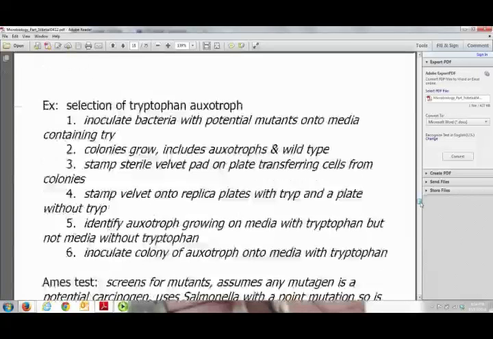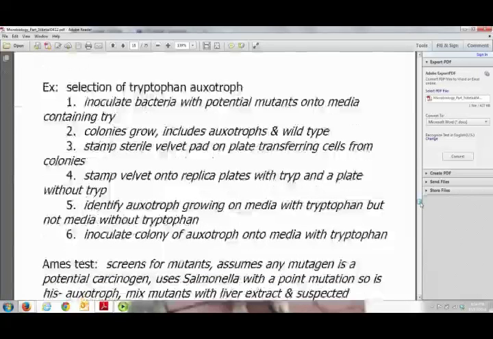So this example is how you would go about the selection of a tryptophan auxotroph. So you would inoculate your bacteria that have these potential mutants onto a media containing tryptophan. The colonies grow, and you're going to get a mix of auxotrophs and wild type. You use a sterile velvet pad, and it literally is a velvet pad, that you will stamp onto the plate, and you transfer the cells from the colony.